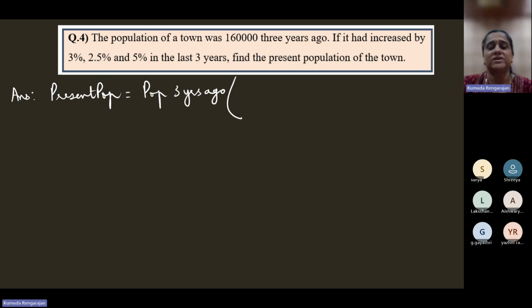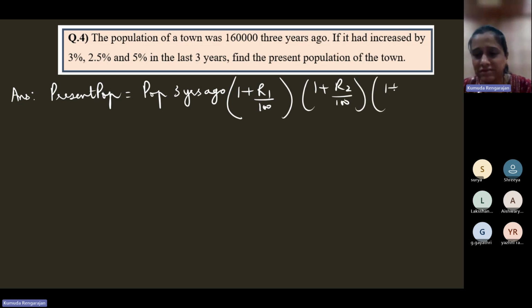If it increases in 1 year, decreases in the other year, then it will be like 1 plus R1 by 100 into 1 minus R2 by 100. Use plus minus, plus for increase, minus for decrease. All right, so it will be 1 plus R1 by 100 into 1 plus R2 by 100 into 1 plus R3 by 100. Everywhere the power is 1, because for each year we are finding. So the power n, the time is 1. So you don't have to show the powers.